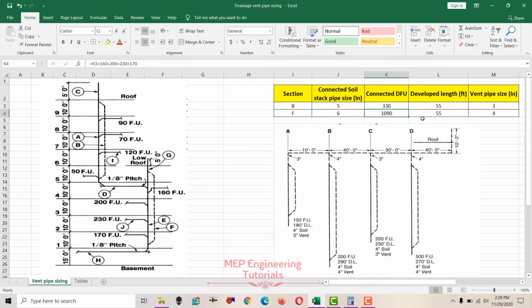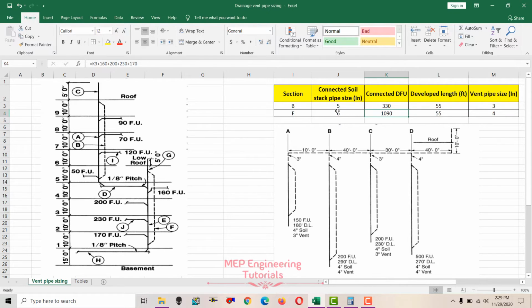So again we have to check the developed length. How much is the developed length? Since this one is connected from the base point of the drainage system to the top of the roof level, this is onto the low roof level. So total developed length is 10 feet, 20, 30, 40, 50 and 55. So again 55 developed length here, and 1090 drainage fixture units.